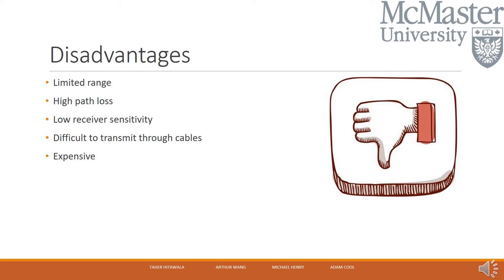However, there are some setbacks to the THz waves, such as limited range due to the high path loss and low receiver sensitivity. For communication, terahertz radiation is difficult to transmit through cables, even though it can be easily transmitted through the air. Additionally, the cost of terahertz sources and detectors is still far higher than other equipment.